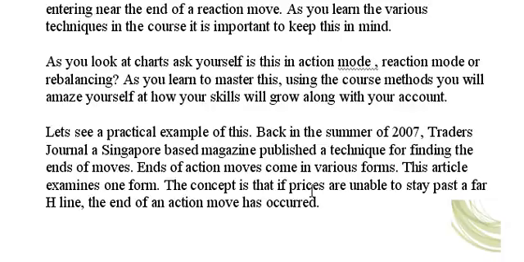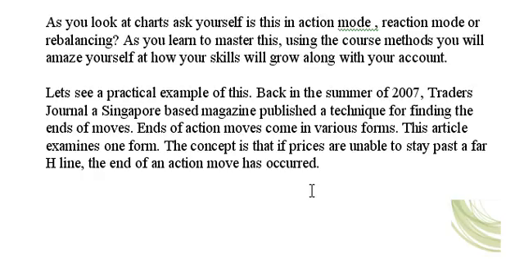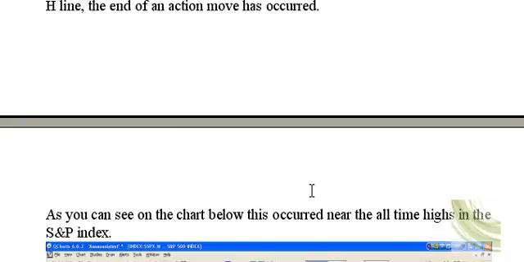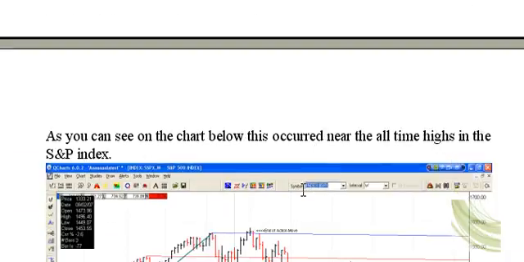Back in the summer of 2007, Trader's Journal, a Singapore-based magazine, published a technique for finding the ends of moves. I wrote the article. Ends of action moves come in various forms. This article examines one form. The concept is that if prices are unable to stay past an H line, the end of an action move has occurred. That's the concept, right?